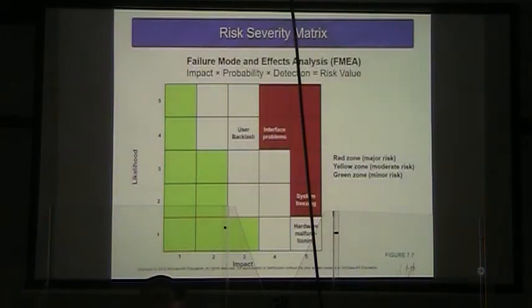All right, so here is how these have been put into a risk severity matrix. Anything that's in green is great, but you'll notice none of these 4 that we just looked at is in the green. User backlash is in the yellow along with hardware malfunctioning, but interface problems and system freezing are major risks and must be managed very carefully.